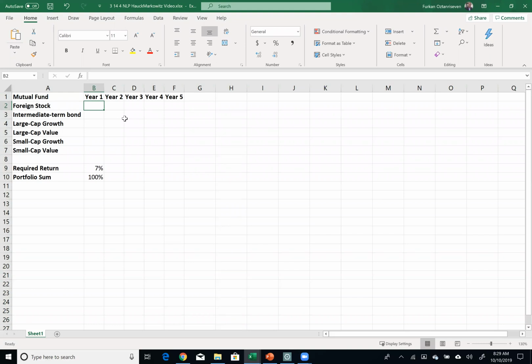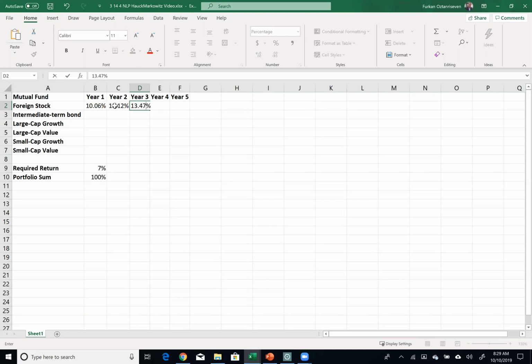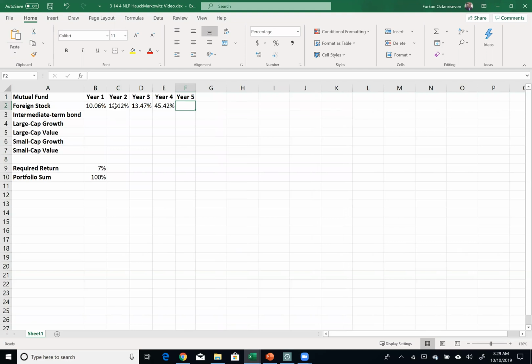So let's say foreign stocks, these are percentages. I expect to get these returns, 10.06%. Let's increase decimals here. Year two, I expect 13.12%. Year three, 13.47%. Sounds like great returns, right? And then 45.42%, but I know that it can crash because foreign markets are in general much more volatile, 21.93%.